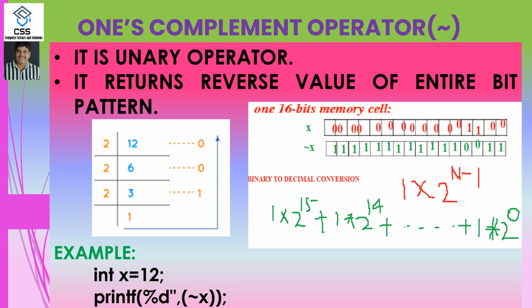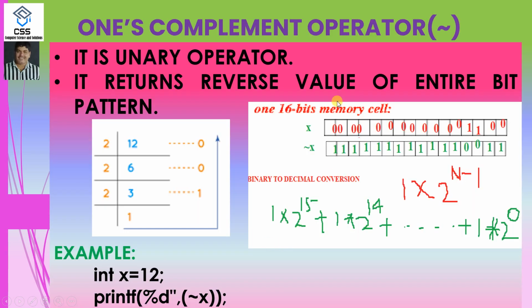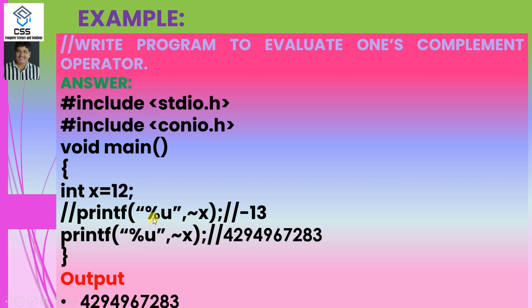So how do we run it? Suppose I take int x equal to 12. If I write printf %u complement of x, then it will give this value. This is the exact value. If you calculate in this way with this formula, and if instead of %u you give %d, a negative value will be carried.